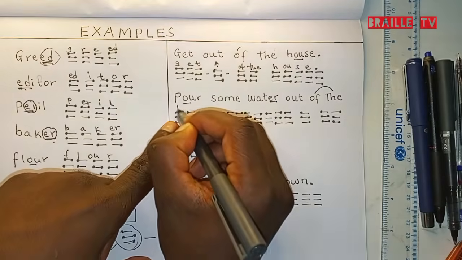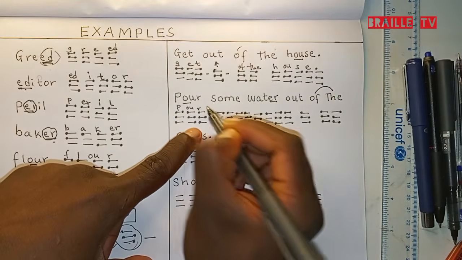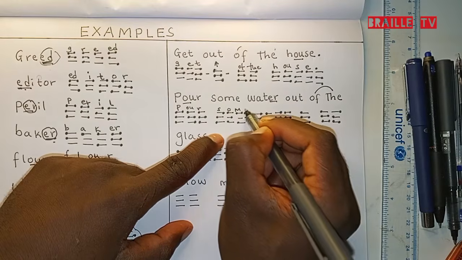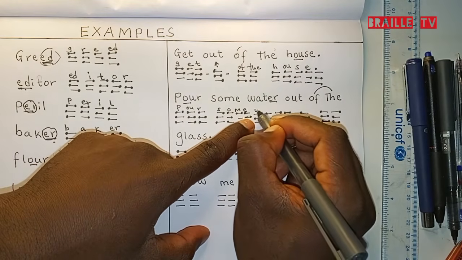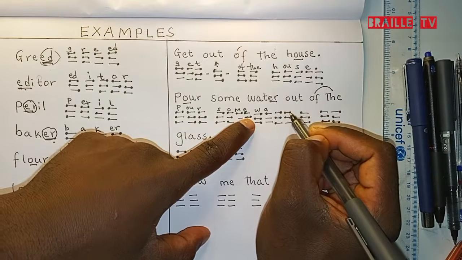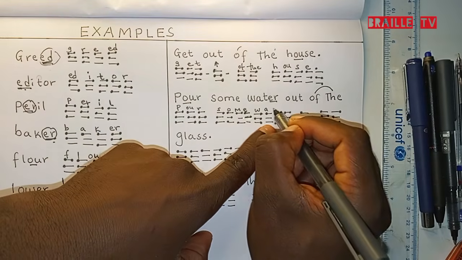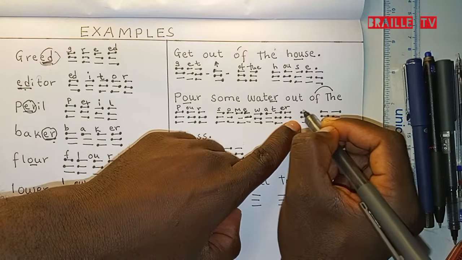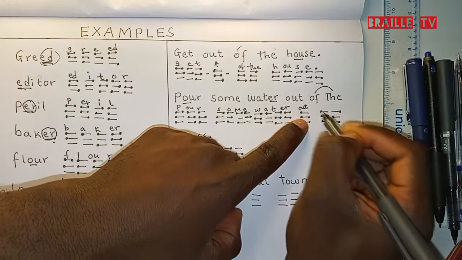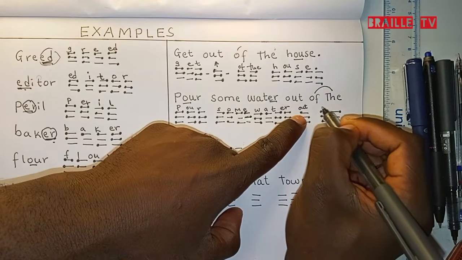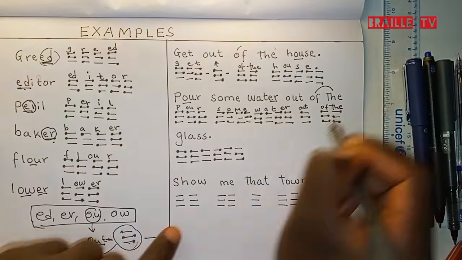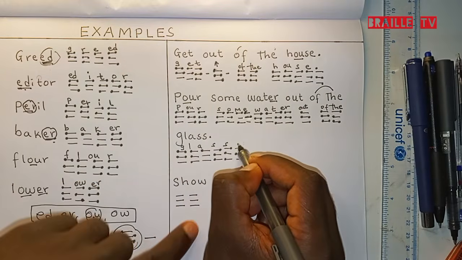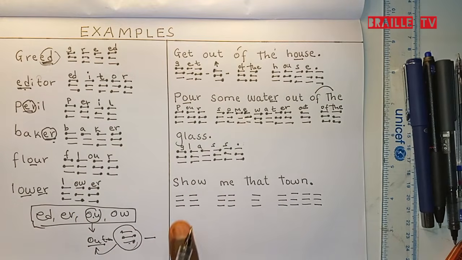So this is P, O, U, R. Then some, it is S, O, M, E, and then water, W, A, then T, E, R. This is the water. And then out, this is out. Remember, it's a word sign. Then of, then the, then glass, G-L-A-S-S, full stop. That is it.